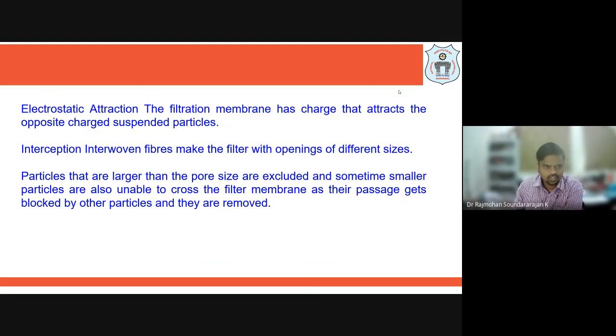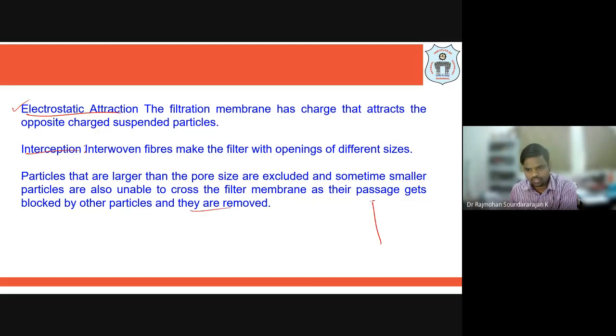Other than that, there are techniques like electrostatic attraction. The filtration membrane has a charge that will attract the oppositely charged suspended particles. They get deposited on the filter. That is also possible, right? Electrostatic attraction. And then interception. In the case of interception, interwoven fibers make the filter with openings of different sizes, and particles that are larger than the pore size are excluded, and sometimes smaller particles are also unable to cross the filter membrane, as the passage gets blocked by the other particles, and they are removed.